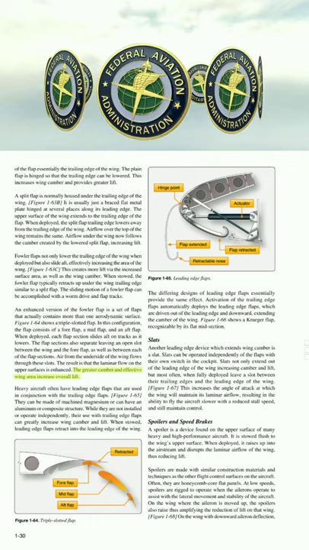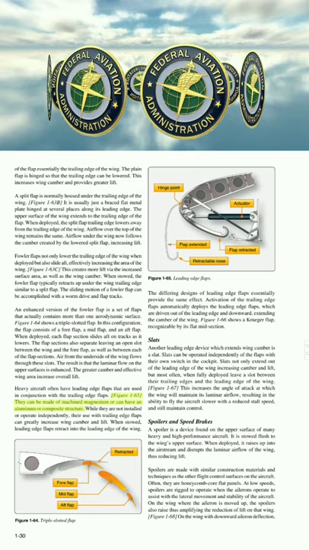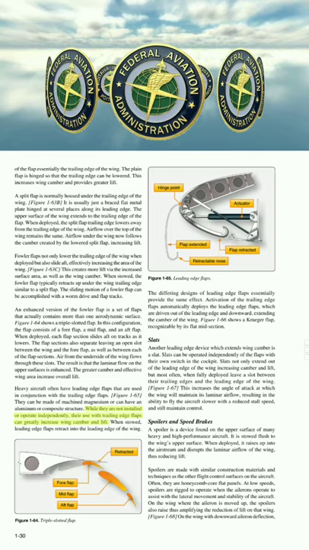Heavy aircraft often have leading edge flaps that are used in conjunction with the trailing edge flaps. Figure 165. They can be made of machined magnesium, or can have an aluminum or composite structure. While they are not installed or operated independently, their use with trailing edge flaps can greatly increase wing camber and lift. When stowed, leading edge flaps retract into the leading edge of the wing.